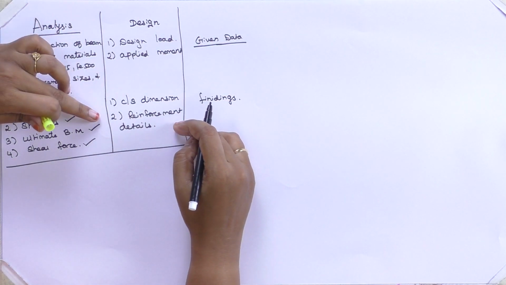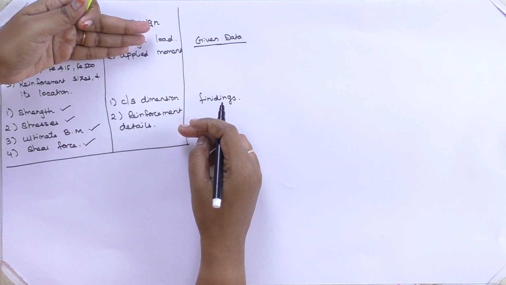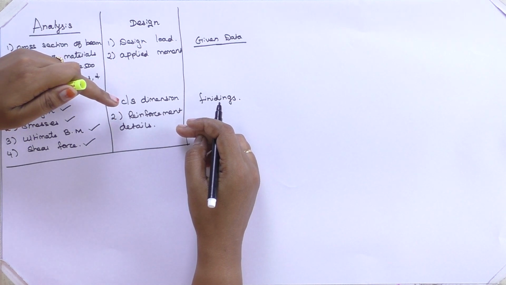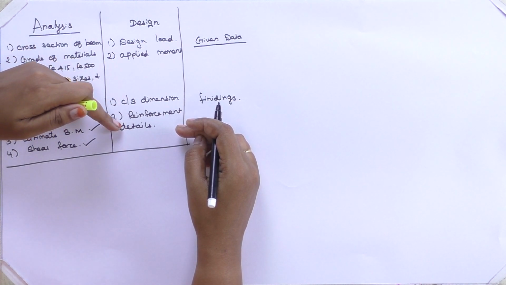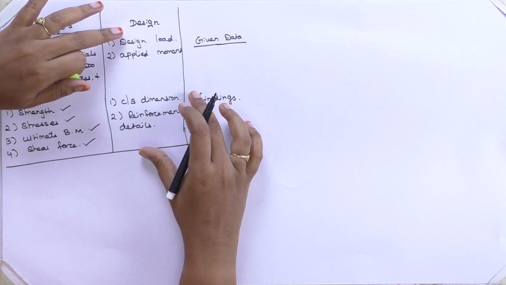These are some of the findings from the load given, from the applied moment given for your member. From this, you are going to calculate the cross-sectional dimension and the reinforcement details pertaining to your sections. This is coming under design.